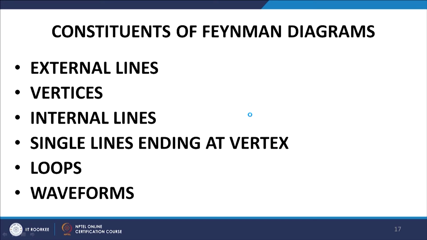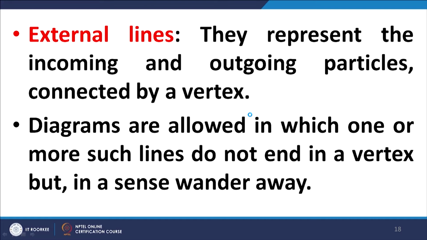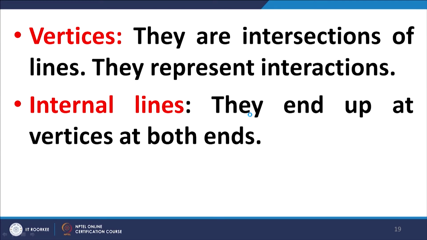Now, let us look at the terminology of the Feynman diagram. Feynman diagrams can consist of external lines, vertices, internal lines, single lines that end at a vertex, loops, and waveforms. The external lines represent incoming and outgoing particles, and they are connected by a vertex. Diagrams are allowed in which one of those lines does not end in a vertex, and in a sense they simply wander away endlessly.